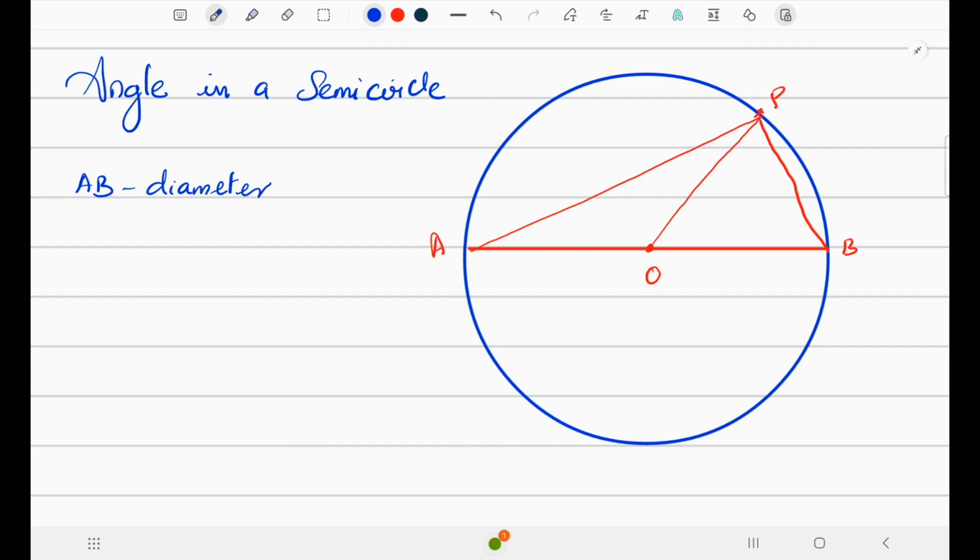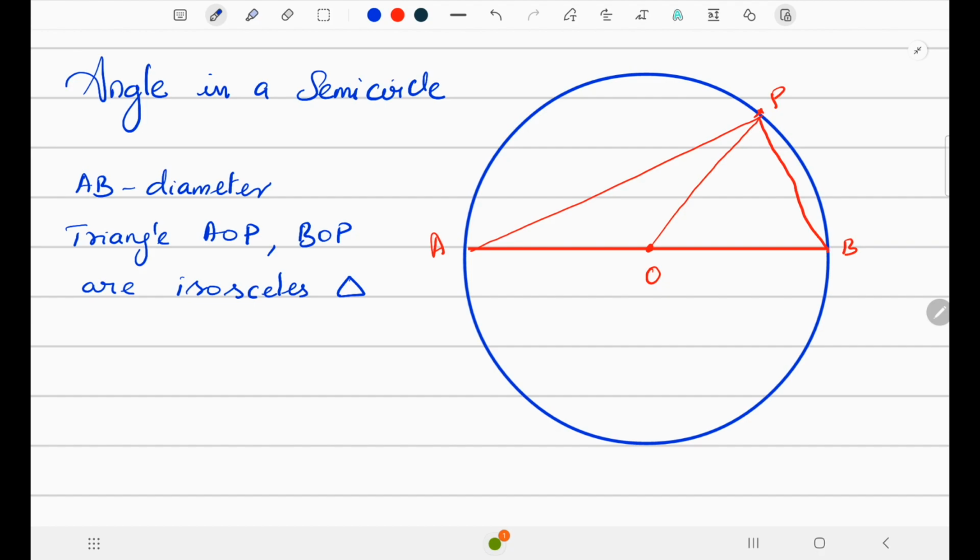Now, the triangles AOP and BOP are isosceles triangles. For short I can write triangle.